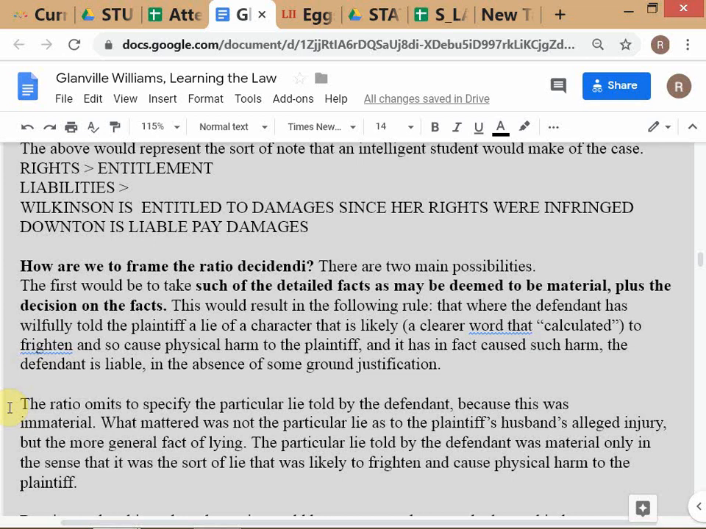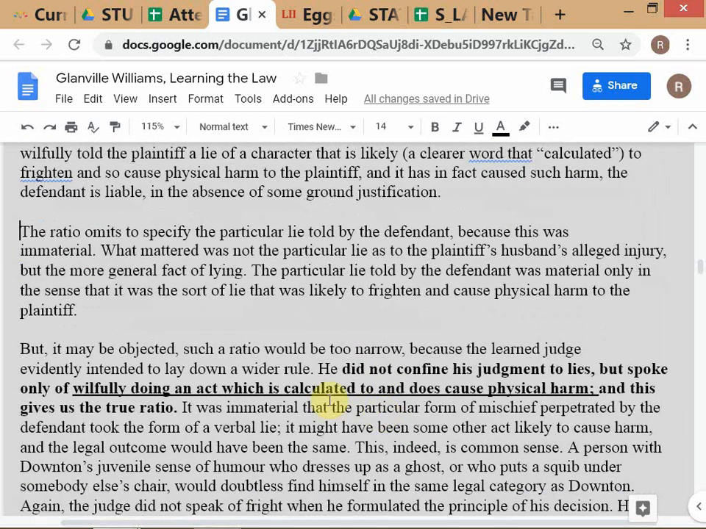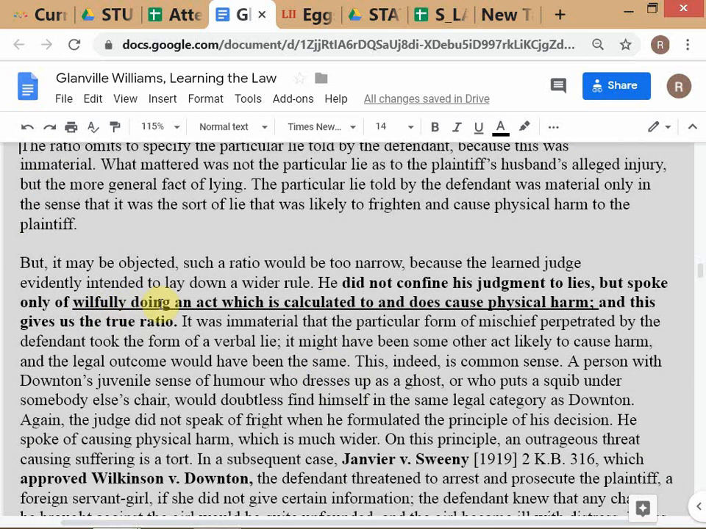It doesn't even talk about a lie, it talks about an act. Okay, because a lie is a subset of acts. If you say an act is more general than a lie, because a lie is one type of act. So even in the first level of the statement of the ratio of the case, it does not say willfully lying, it talks about willfully doing an act.